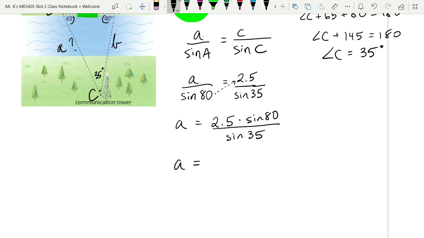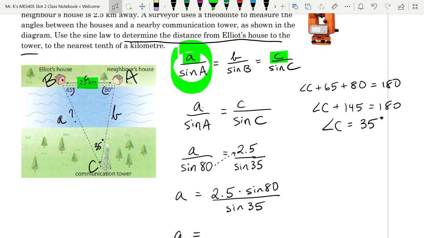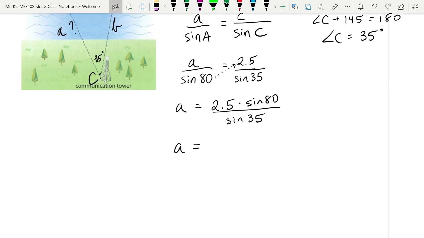2.5 times, am I in degrees? Yes, I am in degrees. The sine of 80 divided by the sine of 35. There we go, that's the right answer. Okay, so I've got an answer. Where does it tell me to round to? Look in the question, does it say where to round? Nearest tenth. How many decimals is tenths? That's one decimal place, right. So that's going to be 4.3 when I round it.